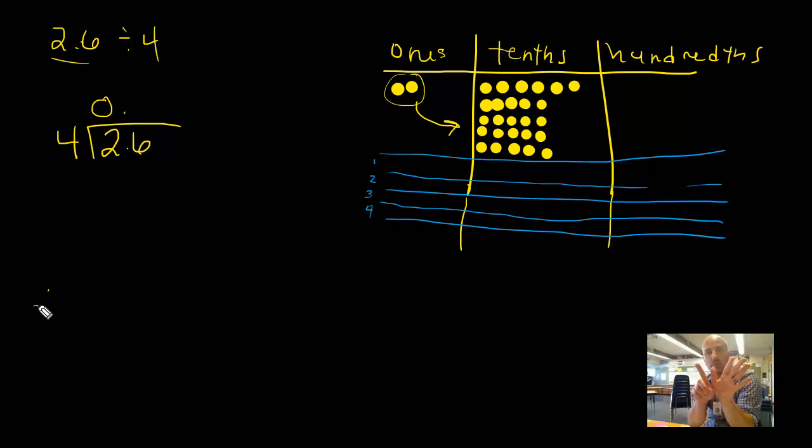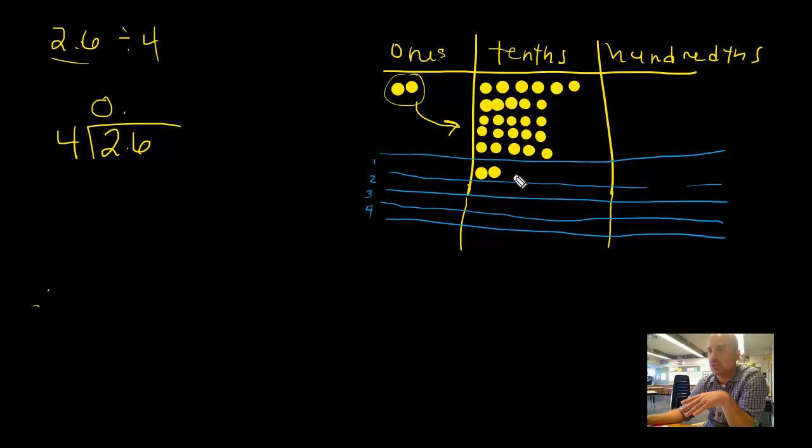And then 1 more would be 24. And if I did 1 more, that would be too much, so that would be 28. So 1 more gives me 24, so that's 6 times. And so basically what that's saying is that I can put 6 of these tenths into each group.